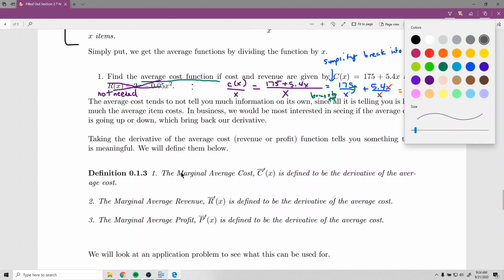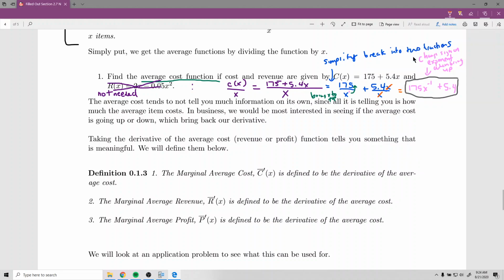And those are called the marginal average functions. So the marginal average cost function, the notation is terrible because we have the bar with the prime here, is defined to be the derivative of the average cost function. The marginal average revenue and profit are similar.